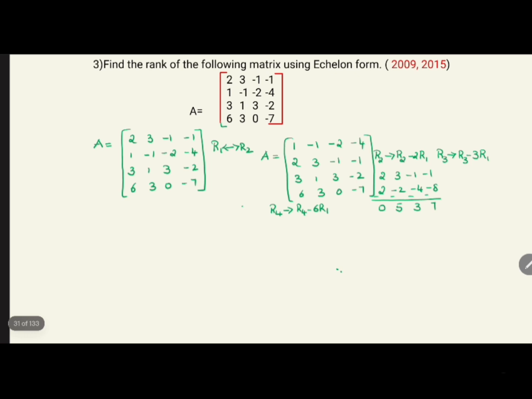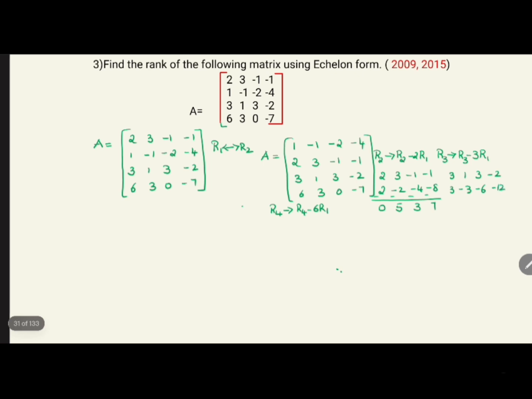Now, I'll perform the second row operation, that is R3 minus 3R1. Write down R3 here: 3, 1, 3, minus 2. Multiply the first row by 3. That is 3, minus 3, minus 6, and minus 12.